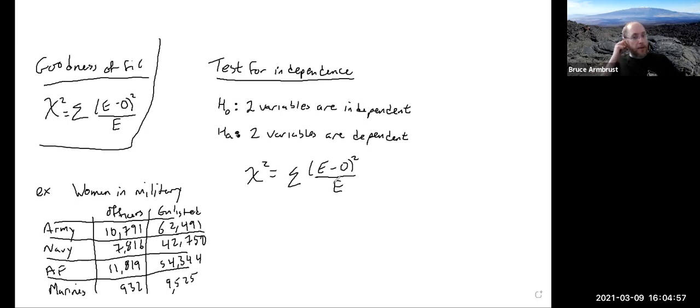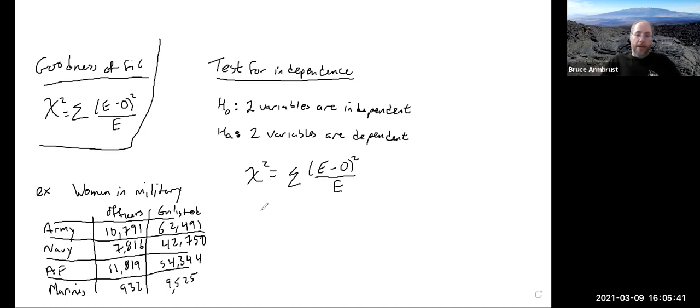E minus O squared over E. It's just this time we're going to do this for each one of the entries in our grid here. So there are actually going to be 8 of these numbers we're going to calculate for this chi-squared. Okay, but now you're starting to go, well, that's great, all of these numbers in this grid are our observed numbers. How do we get our E? How do we get our expected?